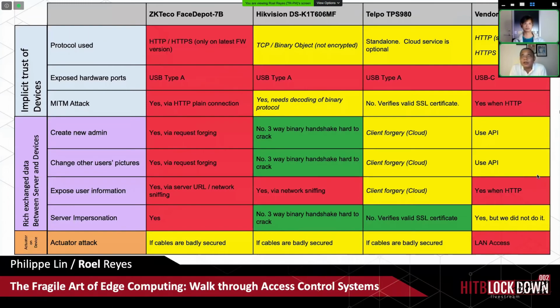Looking at the table here, ZK is the most unsecured, but they've recently updated their firmware, which is now using HTTPS. That's a good thing, but still, I was able to execute my script using HTTPS, and I was able to create my own user again.